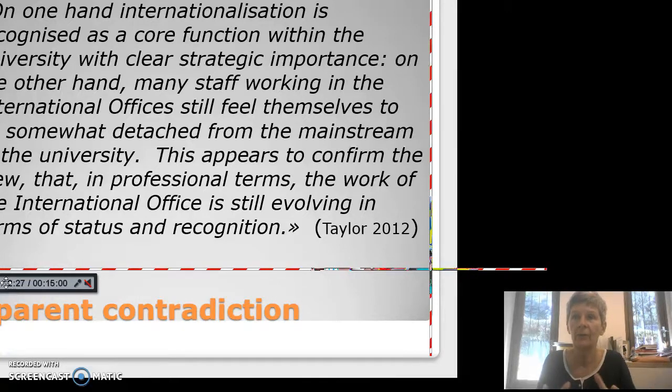I think many of you will feel this apparent contradiction that while comprehensive internationalisation, strategic internationalisation grows, it is not always necessarily reflected in the importance given to the people working in the International Office. Some of you may be in a more fortunate position, others less so, but interesting to reflect on how your own institution sees you as people performing a specific function in the internationalisation of the university.